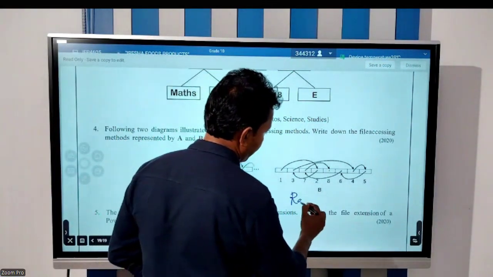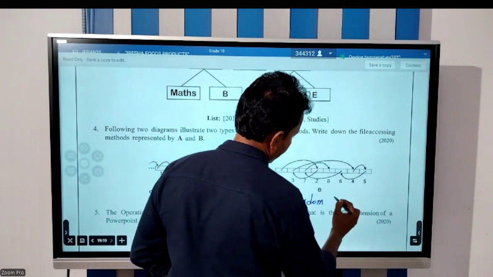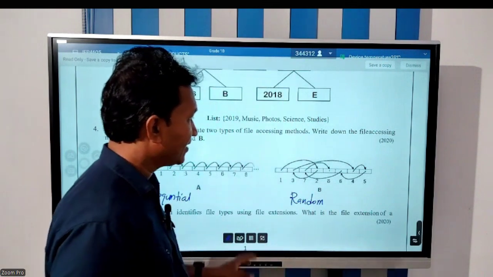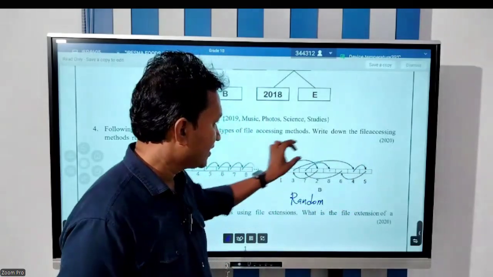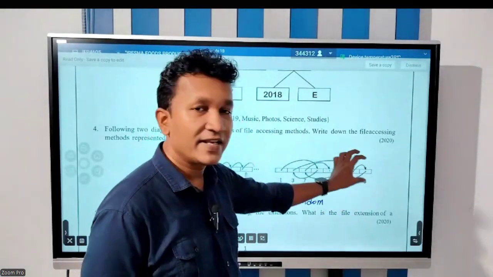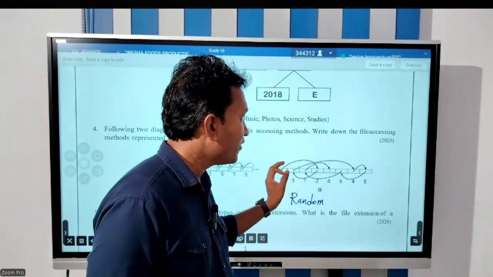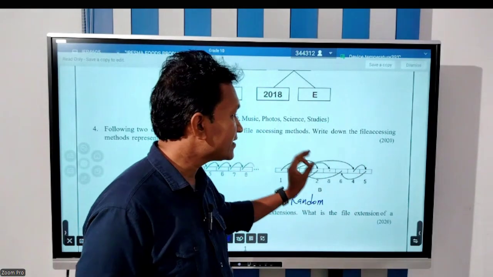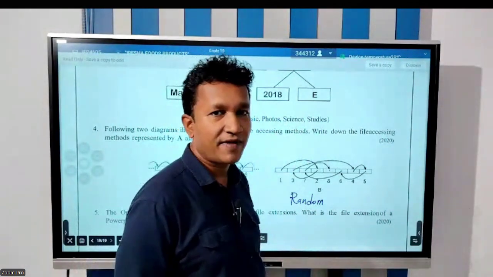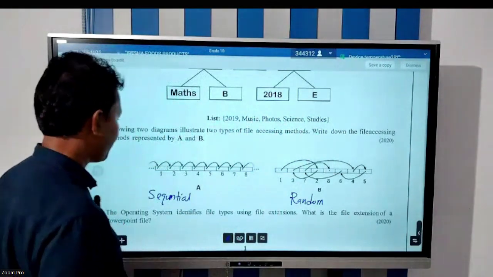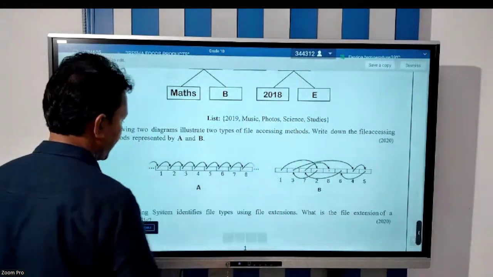This is random. Random access means the file is not in order. The content of the file is here and there. Therefore, we have to access the file randomly, right? One is here, two is here, three is here, like that. This is random access file accessing method.